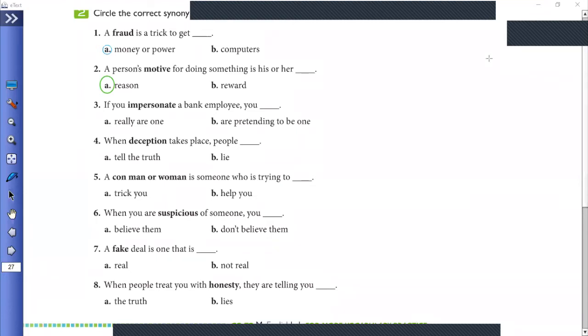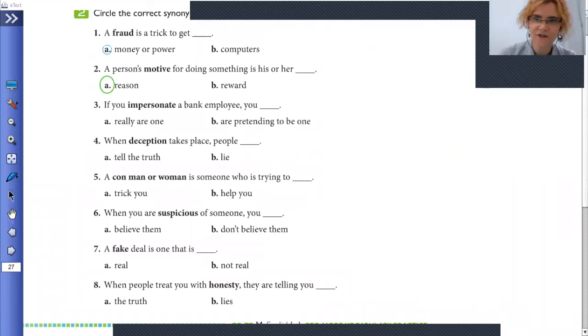Good morning, Aksara. Hi, can you do the other one? Number 3? If you impersonate a bank employee, you are pretending to be one. Yeah, very good. Thank you.